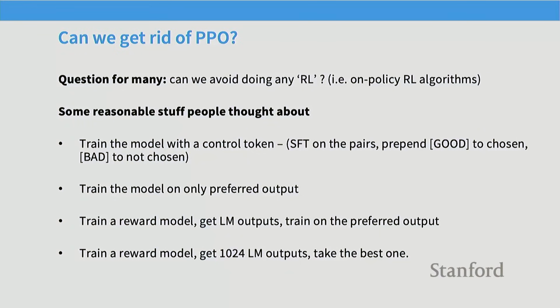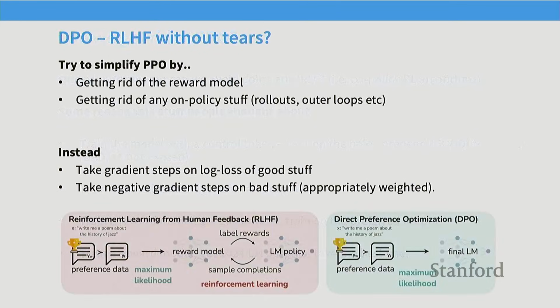That does not work very well. I can train the model only on the preferred output. That also does not work super well. I can use a reward model, sample the best one out of those, and then train on those. That works okay, but maybe not that great. And so people tried all these variants, but what really stuck was basically DPO.